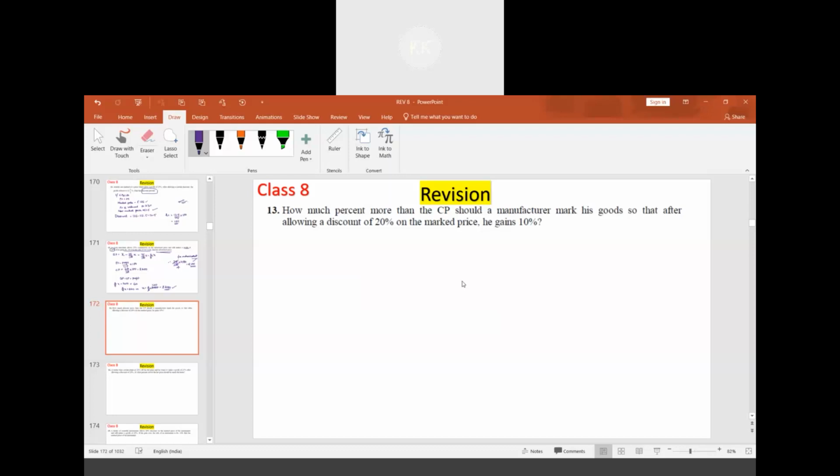They're asking how much percent more than CP the price should be marked, so that after allowing 20% discount, he still gets 10% gain. So that is the question: how much more percent he should put on CP.